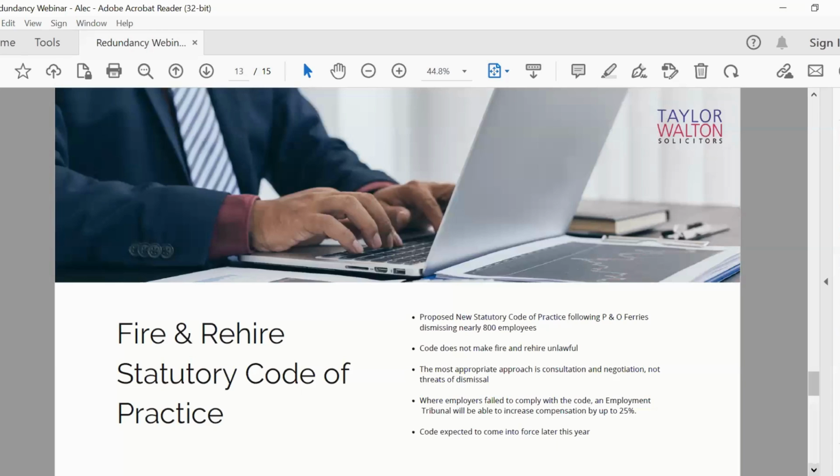But this fire and rehire has sort of become a common phrase now. It's always been around, where the employer decides that they wish to change terms and conditions of service, and if agreement couldn't be reached, they are dismissed, and the employees are re-engaged on the new terms. And the code does not make that unlawful.